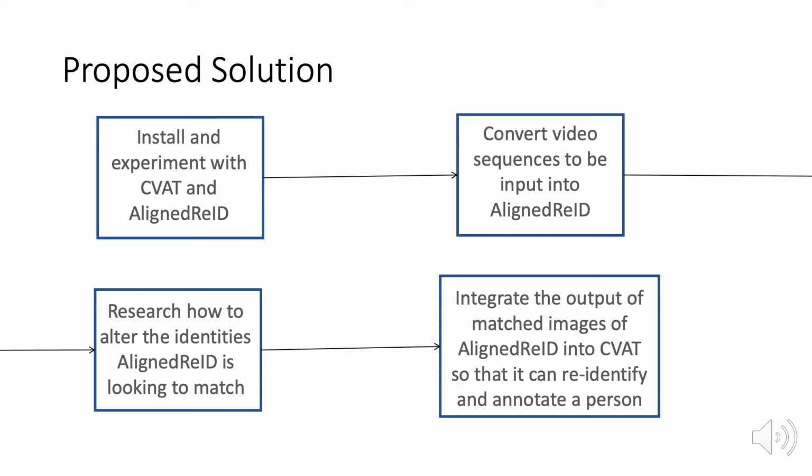The next step then is to research how aligned re-ID knows what identities to look for so that we can replace them with the identities of the people in our video sequences instead of those from the Market 1501 dataset. Finally then, we must integrate the output of these matched images from aligned re-ID into CVAT, the computer video annotation tool, so that it can be automatically annotated. I was making progress in this plan until recently our drone video team partnered with the crowdsourcing team, in which the responsibility of creating methods for automatic annotation has shifted to becoming theirs, and our team is now focusing on the design and capture of our dataset and the creation of competition metrics.